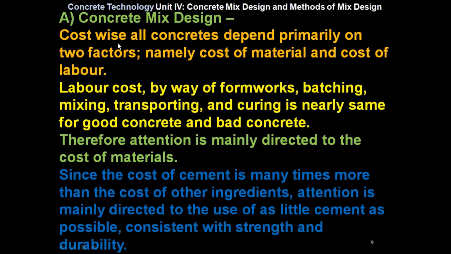Cost-wise, all concretes depend primarily on two factors, namely cost of the material and the cost of labor. Labor cost by way of formworks, batching, mixing, transporting and curing is nearly same for good concrete and bad concrete. Therefore, attention is mainly directed to the cost of materials. Since the cost of cement is many times more than the cost of other ingredients, attention is mainly directed to the use of as little cement as possible consistent with strength and durability.